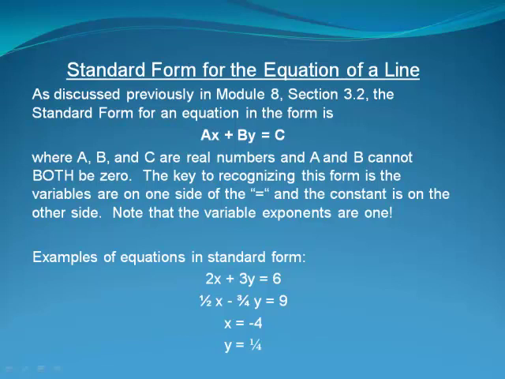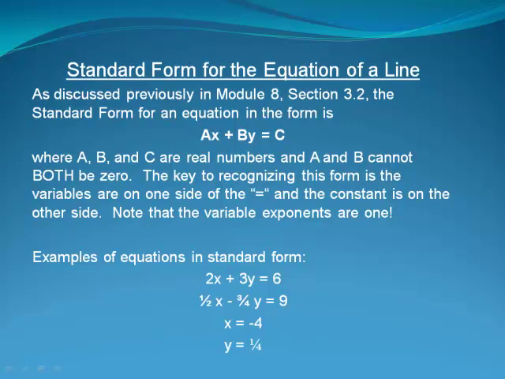Let's start with the standard form for an equation of a line. As discussed previously in Module 8, Section 3.2, the standard form for an equation is ax plus by equals c, where a, b, and c are real numbers, and a and b cannot both be 0. The key to recognizing this form is the variables are on one side of the equal sign and the constant is on the other side. Note that the variable exponents are 1.